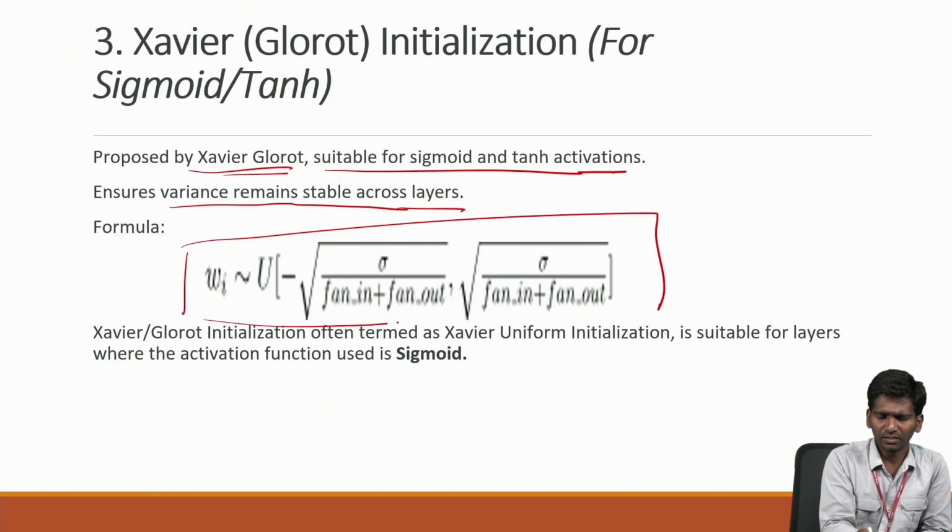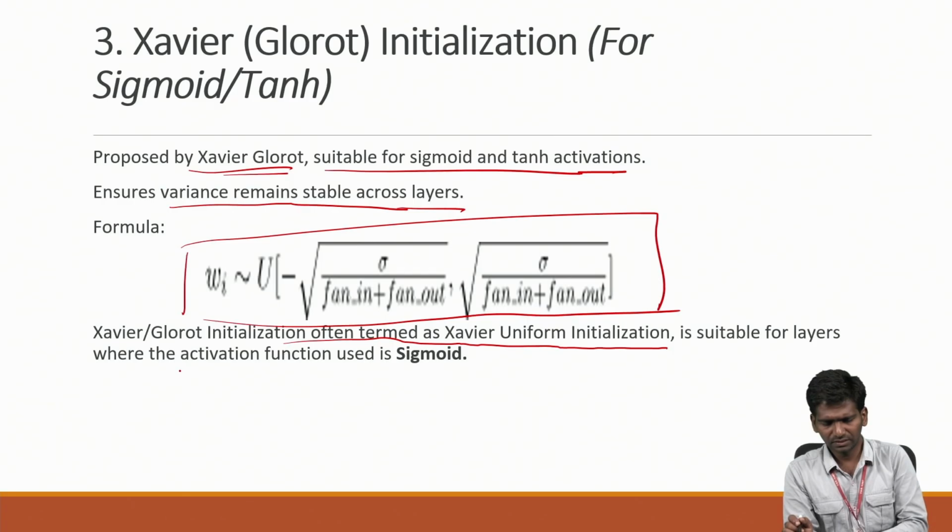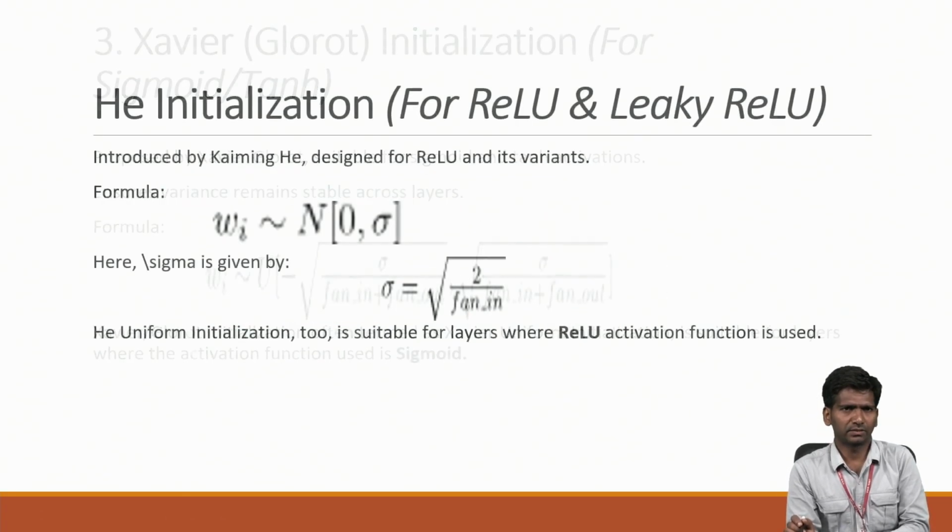Xavier-Glorot initialization, often termed Xavier uniform initialization, is suitable for layers where the activation function is sigmoid or tanh.